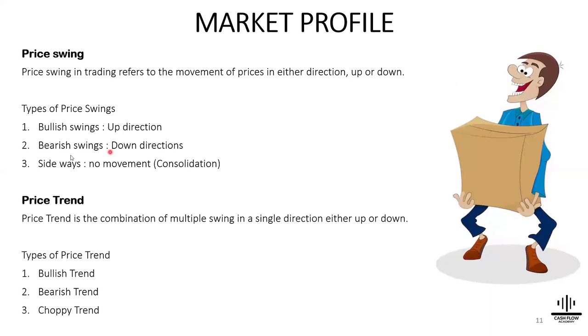So we have the bearish swings, we have the sideways. So a bearish swing is just a swing that moves down. You see price going down. While the sideways is when price is consolidating, moving in a range, as you see here. All right. So the second aspect of a market profile is the price trend. So we have the bullish trend, we have the bearish trend, and then we have a choppy trend. So we're going to be seeing different types.